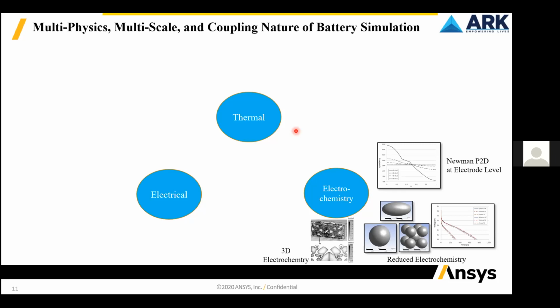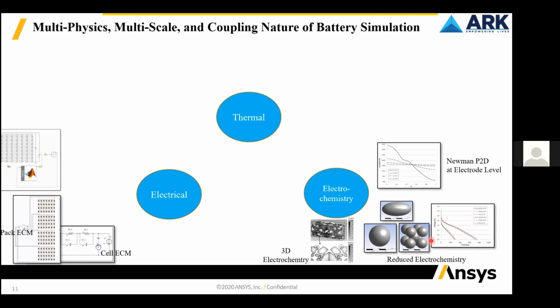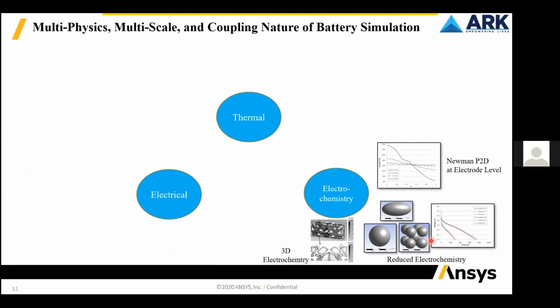So for lithium-ion batteries, the Newman P2D model could be used to model the electrochemistry between the electrodes, which is still short of even a battery cell. Due to the intensive computational resource requirement for the electrochemistry calculations, various reduced order models, that is ROMs, are also available in ANSYS. With the help of model reduction, we can study the impact of different particle shapes on the battery electrochemical performance.